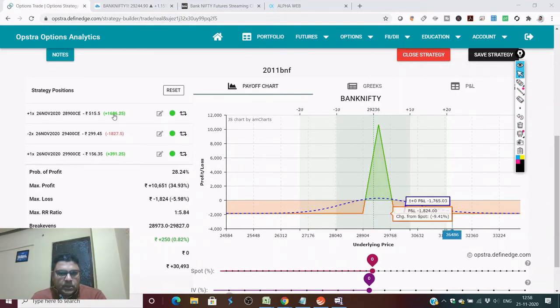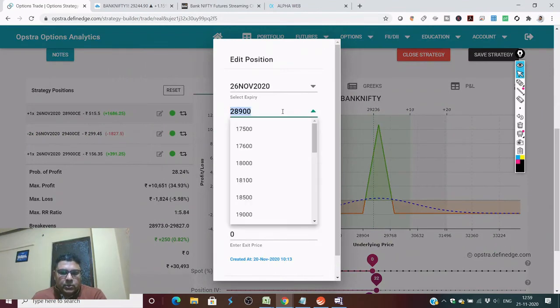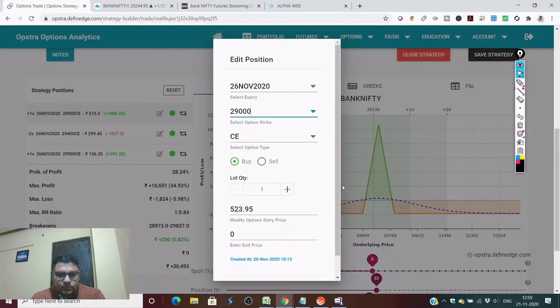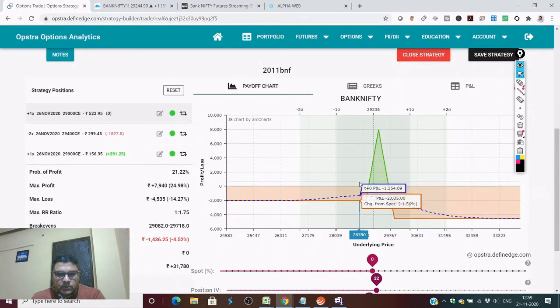How do we move along with the market? So we have a profit here, so we book this profit at 28,900. And then let's do a simulation. 28,900 we book, and we go to 29,000. We buy the same quantity. So we have a lower risk on the downside and we move a little bit forward.